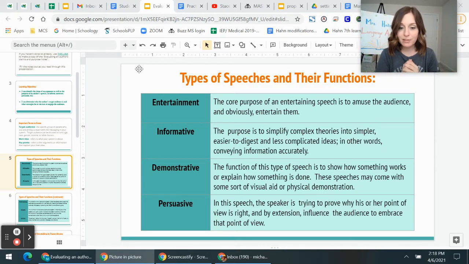Fourth is persuasive. In this speech, the speaker is trying to prove why his or her point is right, and by extension, influence the audience to embrace that point of view. I'm trying to persuade you this is the right thing to think or believe or do.